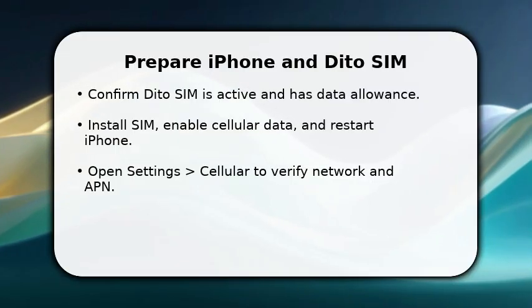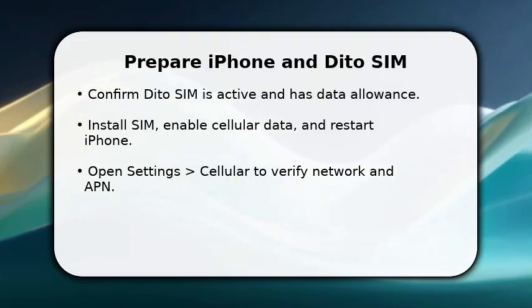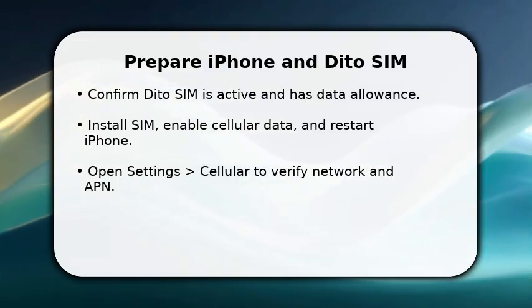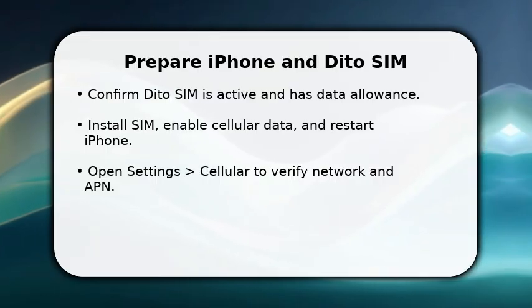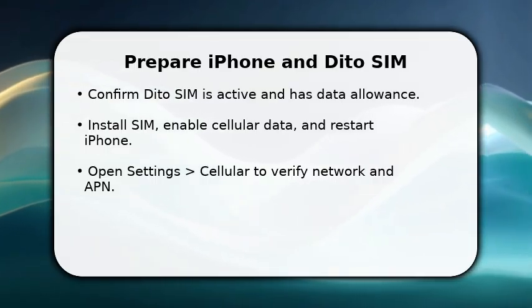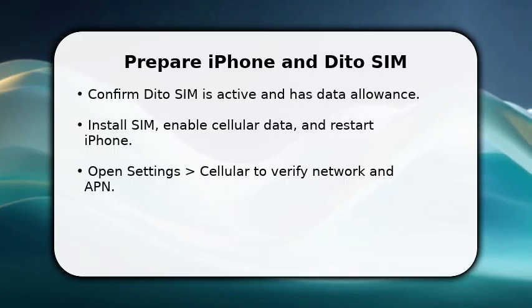Start by inserting an active DDoS SIM and powering your iPhone off and on. This forces the carrier registration. Once done, open Settings and tap Cellular to confirm the line appears and cellular data is on.